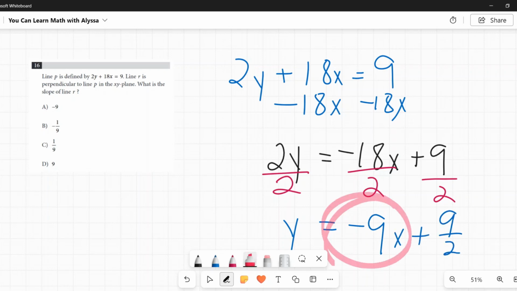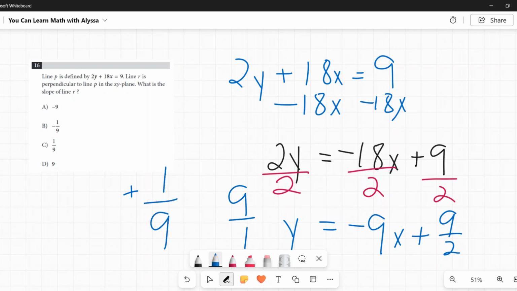But this is what I'm really looking at, -9. So I want the opposite reciprocal. It's negative, so my answer needs to be positive. And it is 9, so the reciprocal of 9, or the reciprocal of 9/1, would be 1/9. So this line, wherever it is, it must have a slope of a positive 1/9, and that is C. There's my answer.